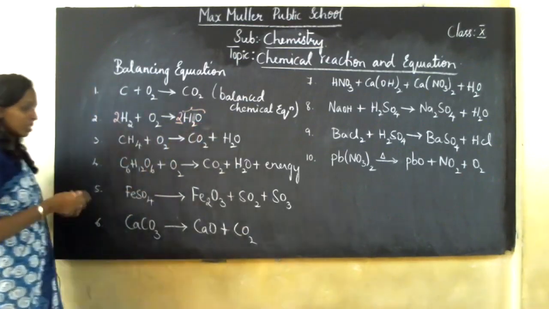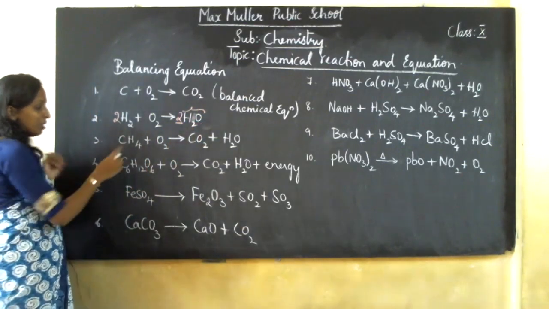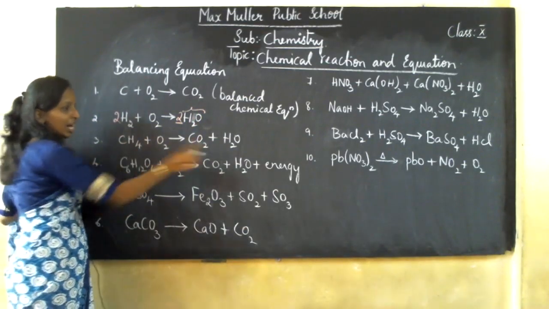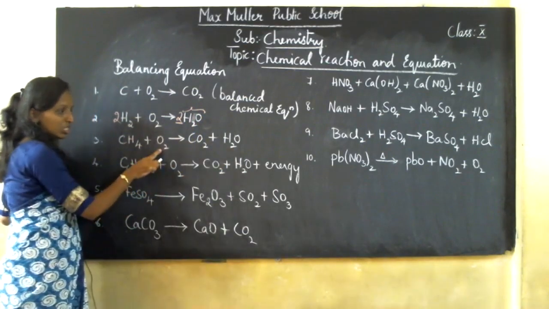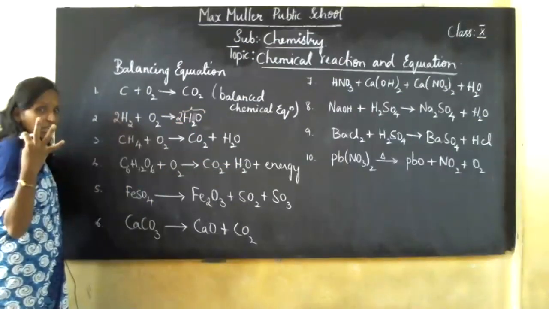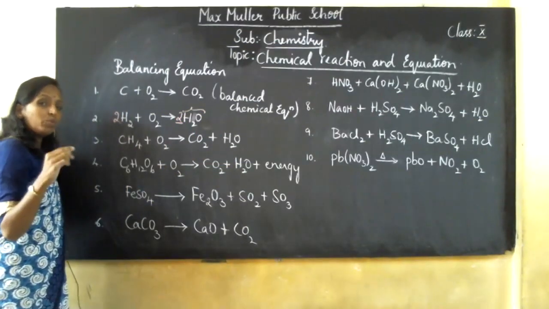So next one, check out the next one. Carbon here it is 1. Carbon here it is 1. Hydrogen is 4 here, hydrogen is 2 here. And oxygen is 2, oxygen here 2 plus 1, 3. Correct? So now what is to be done to balance?